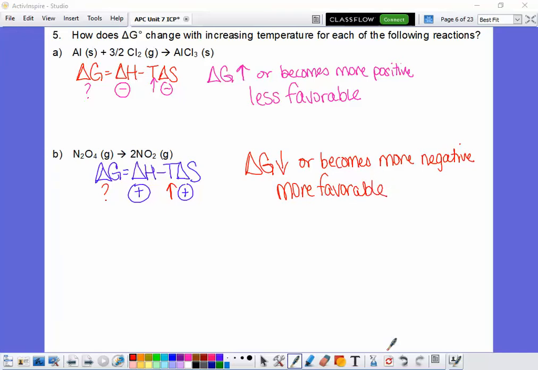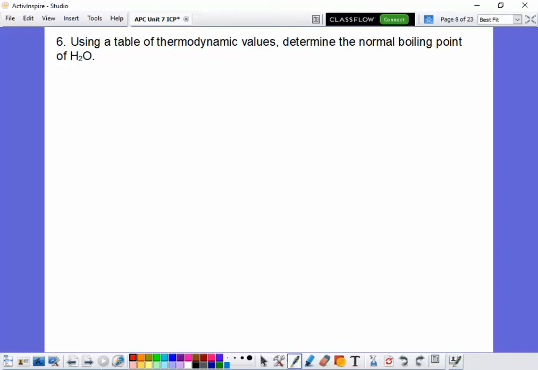So now on for number 6. Using the table of thermodynamic values, determine the normal boiling point of water. So we know what the boiling point of water should be. What should our answer be? Did you just tell me Fahrenheit? Ugh, get out of here.